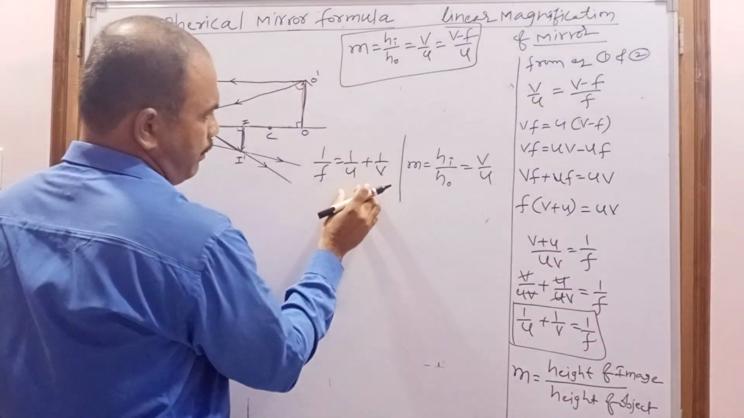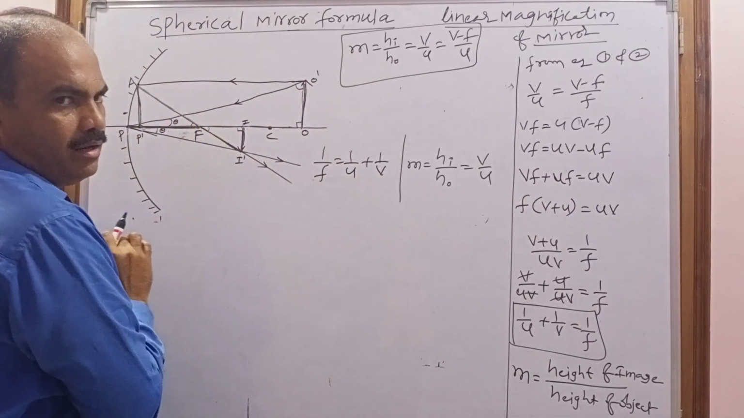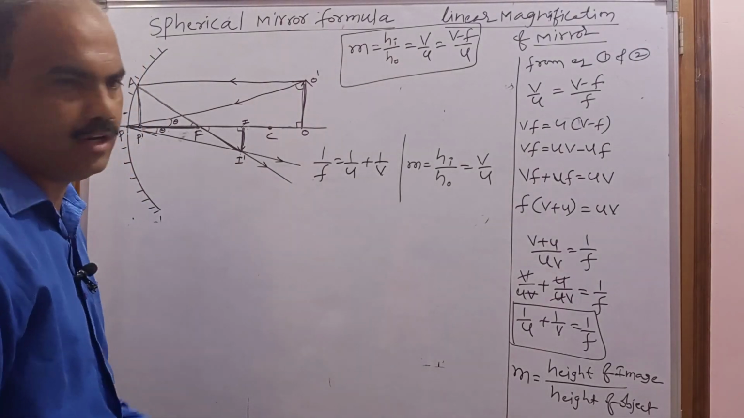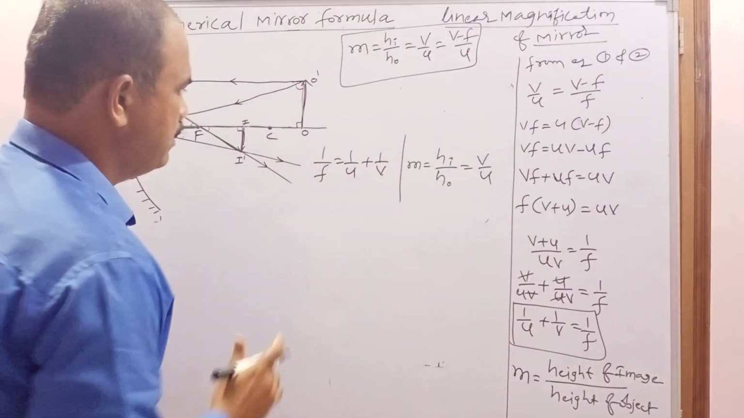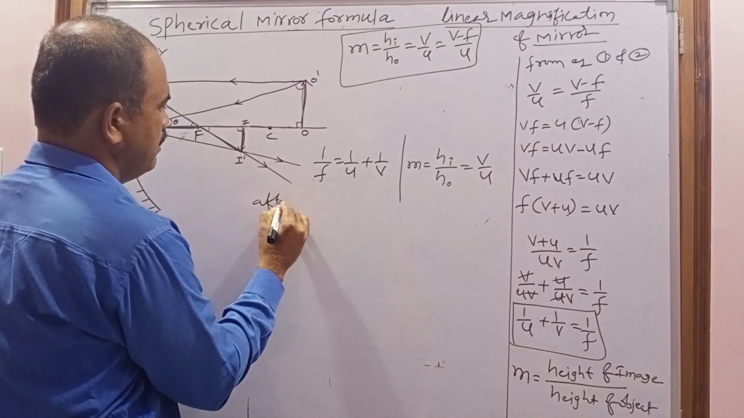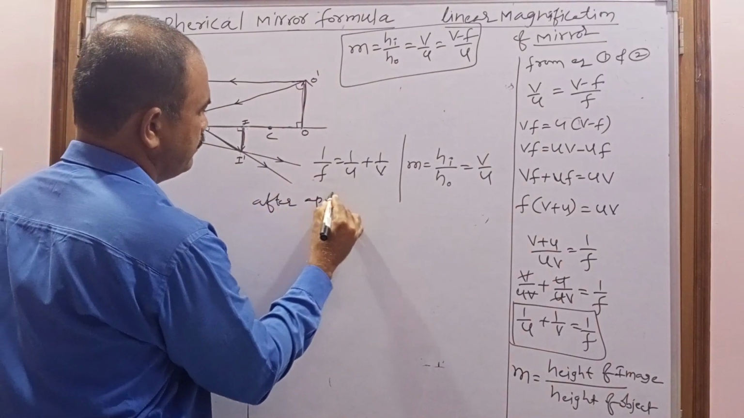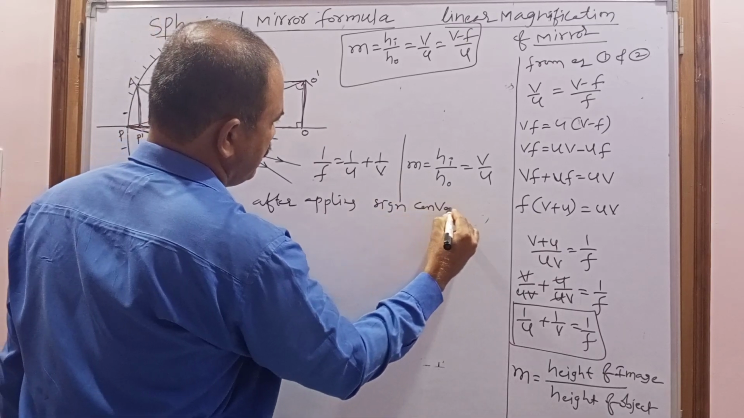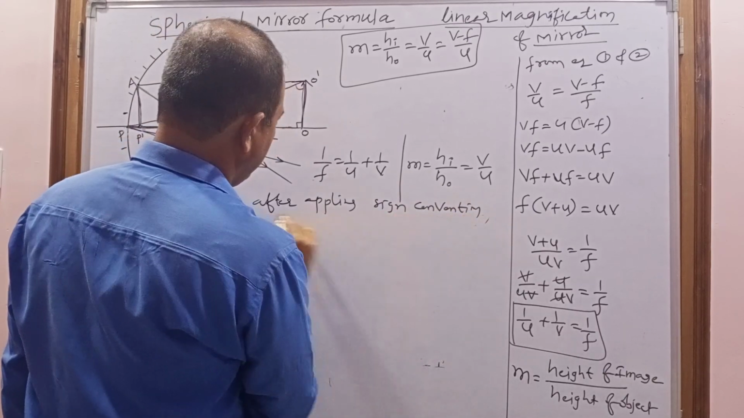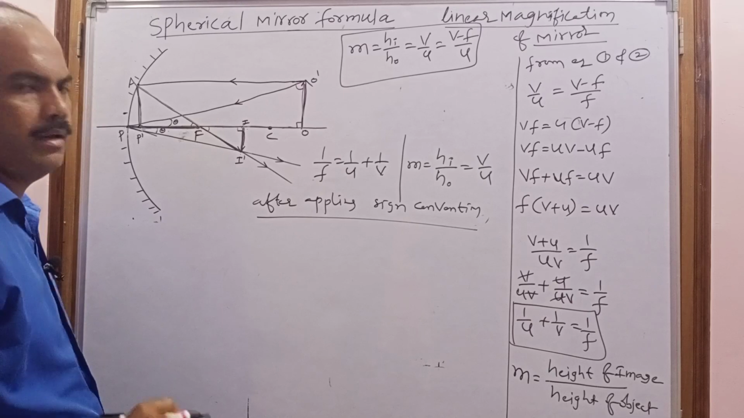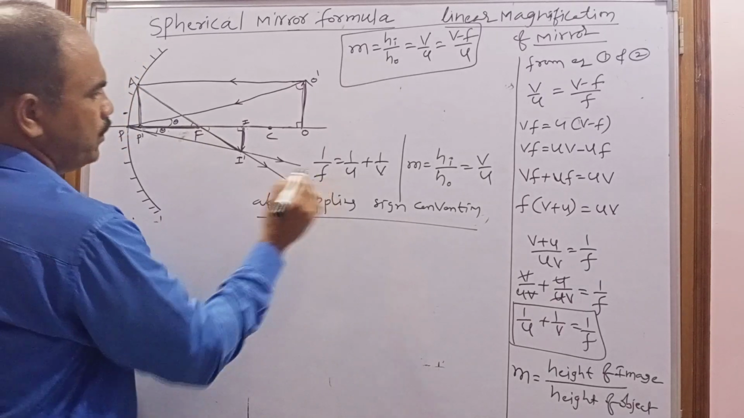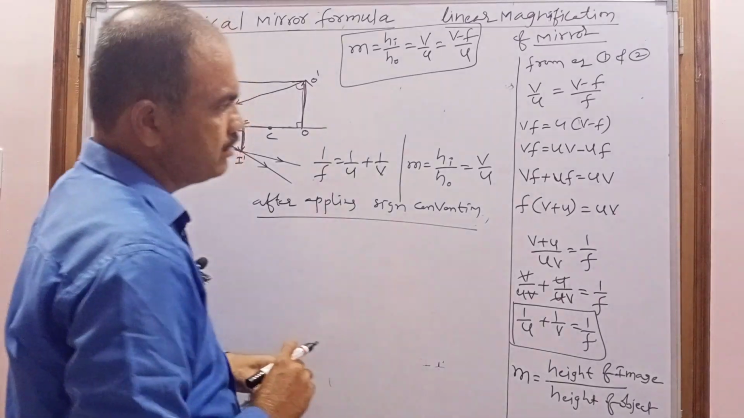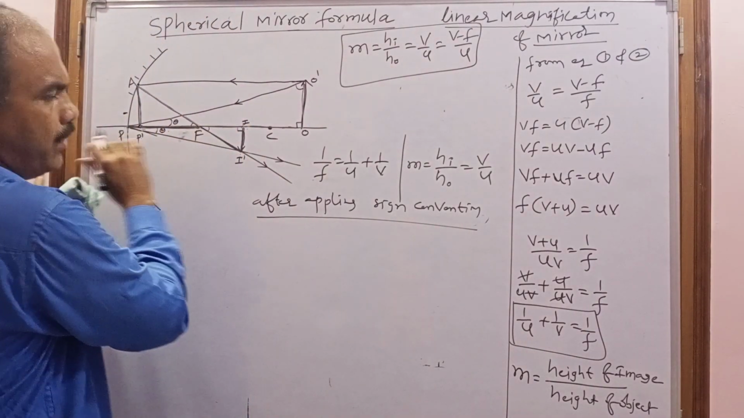Now when I apply these formulas for a concave mirror or convex mirror, for both the formulas you have to follow the sign convention. Now I am applying the sign convention here. After applying the sign convention, in case of concave mirror, now come to the focal length. So generally, what is the sign convention? All the distances are measured from the pole of the mirror.